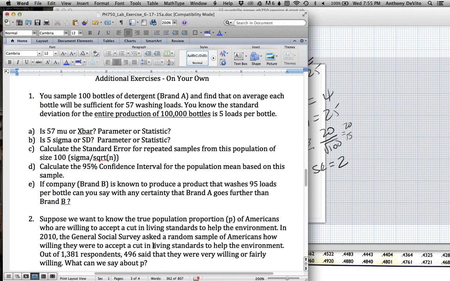We know the sample size is what? N is 100. We sampled 100 bottles. And what's the mean? The mean is 57. You know that the standard deviation for the entire population of bottles is 5 loads per bottle. That's the spread for the entire population. We have a funny combination of information here.